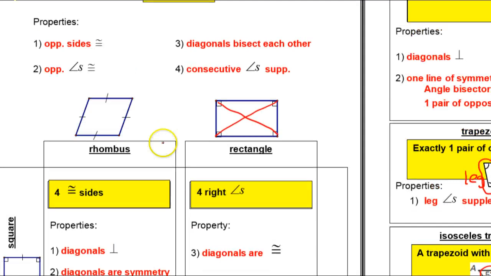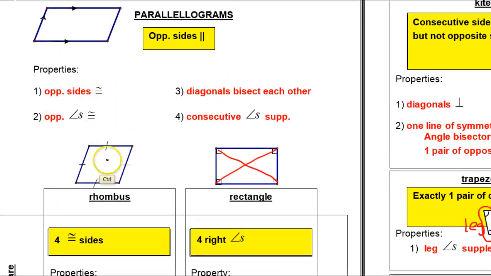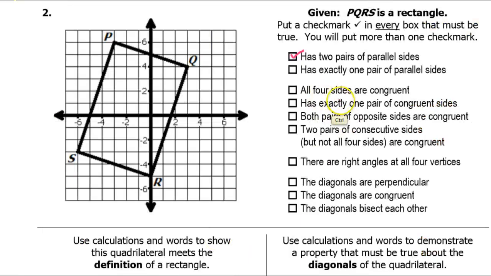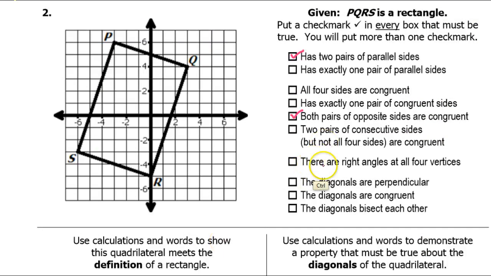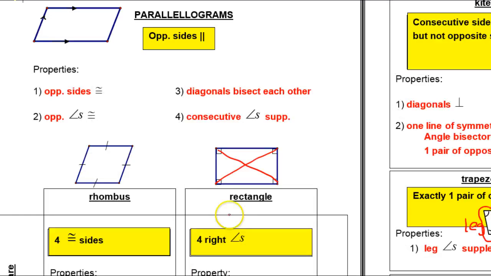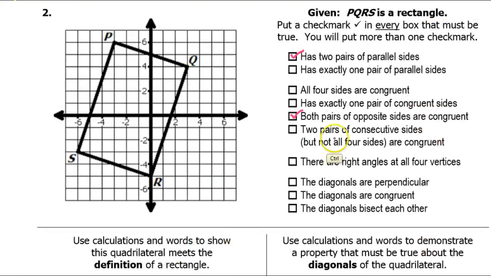Okay, we know that from any parallelogram. Opposite sides are congruent. Both pairs of opposite sides are congruent. Yep, that's true for any parallelogram. 2 pairs of consecutive sides are congruent. Nope, not consecutive sides. Opposite sides are congruent, not consecutive. There are right angles at all 4 vertices. Yep, that's the very definition of a rectangle. 4 right angles. So, for sure. Right angles, yeah, we'll check that out.